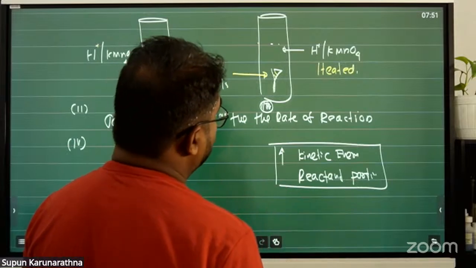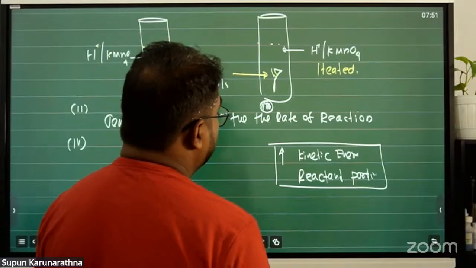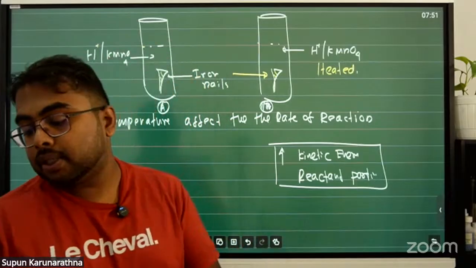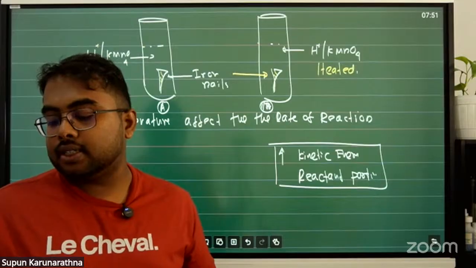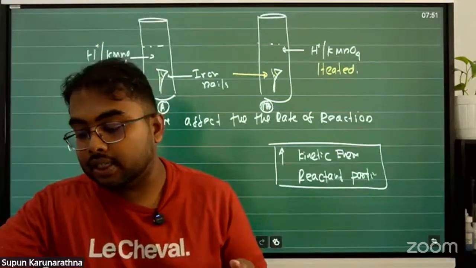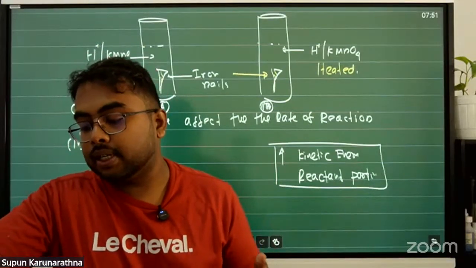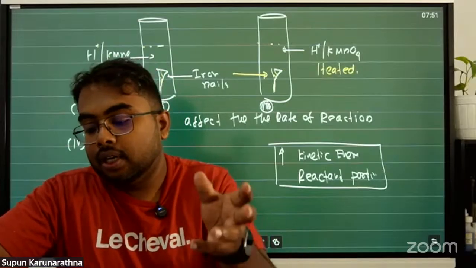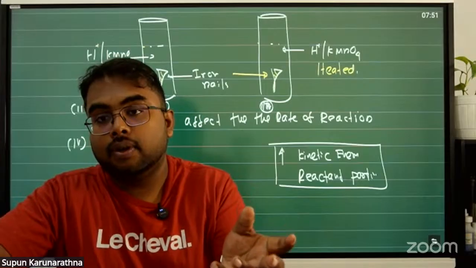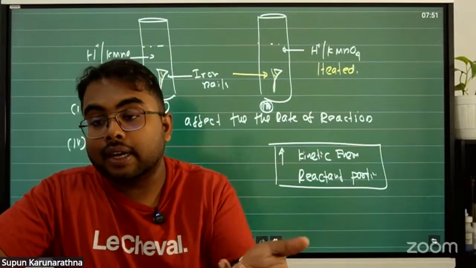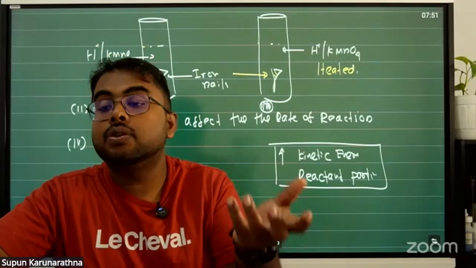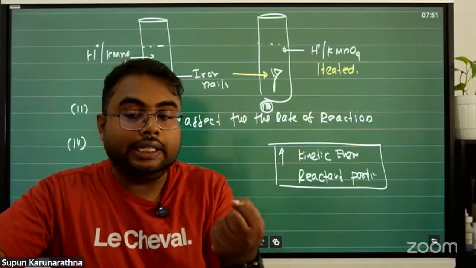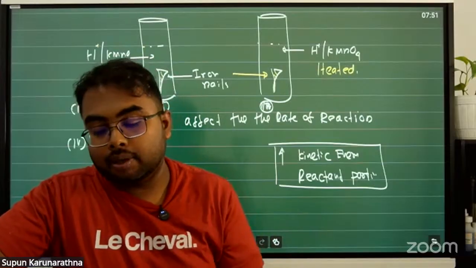what happened to it? The number of collisions occurring per unit time increases. Due to the increase in the kinetic energy of the reactant particles, the number of collisions increases. That is the reason for the increase in the rate of the reaction: in unit time there is a higher number of collisions.